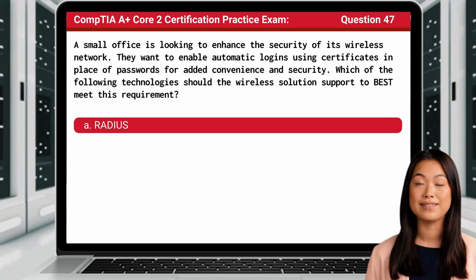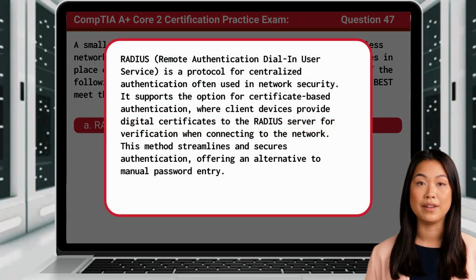The answer is A. Radius. Radius, or Remote Authentication Dial-in User Service, is a protocol for centralized authentication often used in network security. It supports the option for certificate-based authentication, where client devices provide digital certificates to the Radius server for verification when connecting to the network. This method streamlines and secures authentication, offering an alternative to manual password entry.